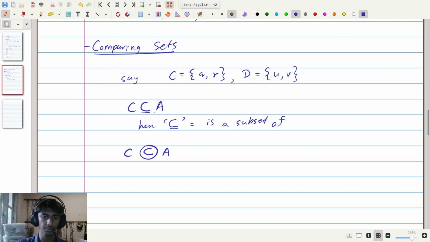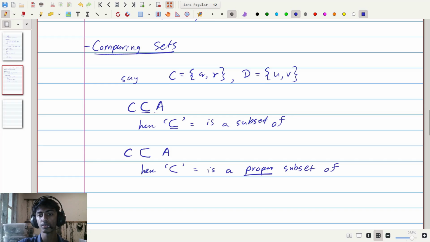Now, again, this symbol is not exactly a C. It is like a sideways U. I'll try to draw it a little bit more distinctly to make sure you can see it is not the same thing. Like that. So what this means is that C is a proper subset of A, meaning that all the elements in C are found within A, but C is smaller than A. So we say C is a proper subset of A.